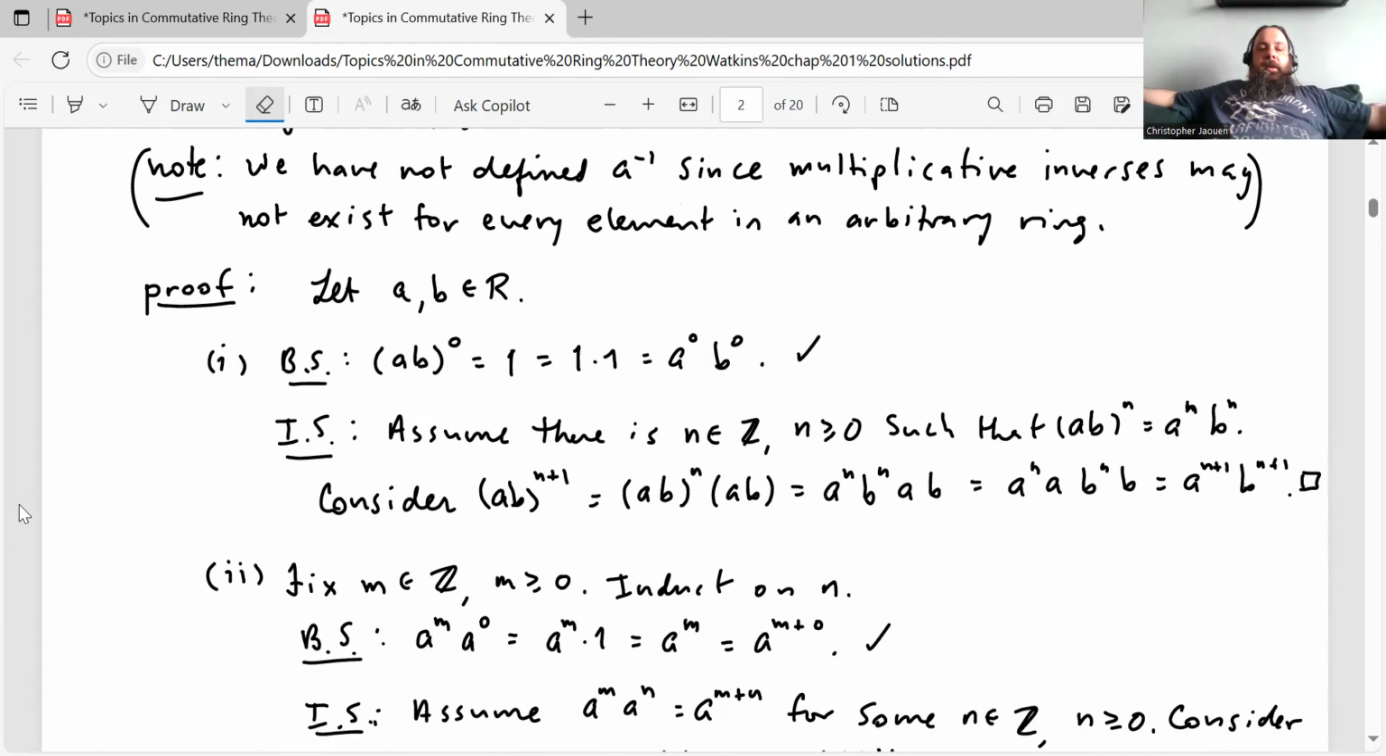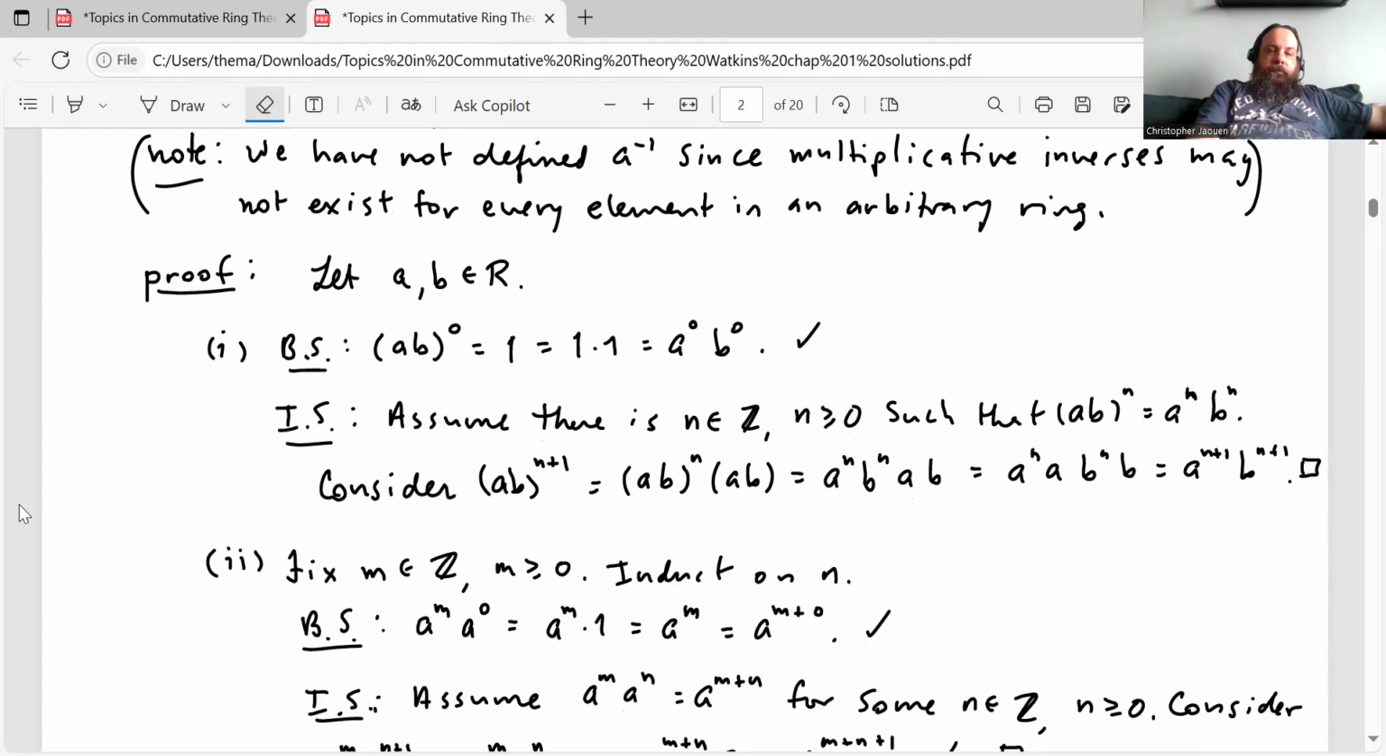Then consider (ab)^(n+1). That's equal to (ab)^n times ab by the recursive formula, which is equal to a^n b^n times a times b, which is a^n times a times b^n times b, because we're assuming that we're working in a commutative ring, which is equal to a^(n+1) times b^(n+1), and that's the inductive proof.